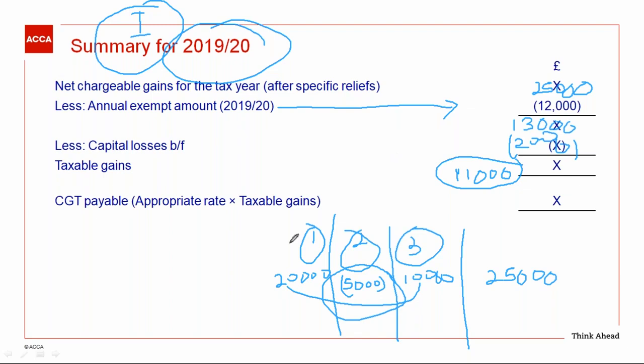Now the CGT rates. The appropriate rate depends on the nature of the taxable gain. So here we can identify two types of taxable gains. One is gains arising from residential properties. If the gain arises from a residential property, then as a basic rate taxpayer, you will have to pay at the rate of 18%. But if you are a higher rate taxpayer, where your taxable income exceeds 37,500, then you have to pay at the rate of 28%.